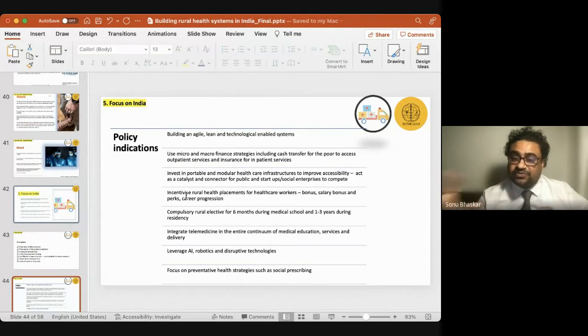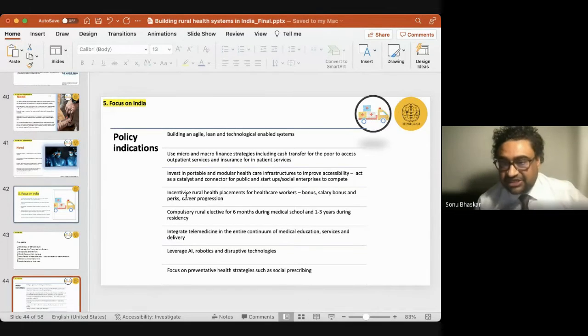Investing in portable and modular healthcare infrastructure is important. We can't just rely on 18th century platforms to meet the 21st century demands of our populations. We need to look at more modular solutions. We can look at the Army, how they mobilize and integrate solutions which are more portable and modular, so that these enabled systems can provide diagnostic services and they can also be moved around across the villages.